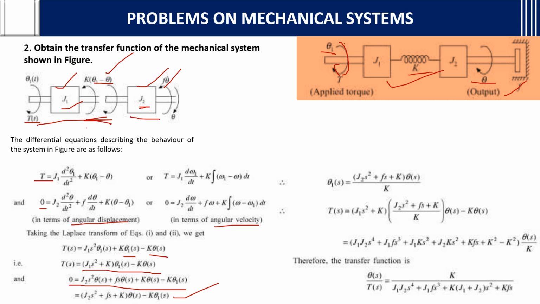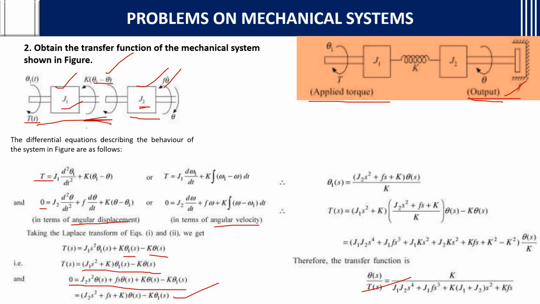Input is torque. Torque is the input. Output is theta. So theta of s is the output and applied torque is the input. Why? Because in the diagram they have shown that the applied torque is T and the output is this. So output by input, theta of s by T of s, we need to find.